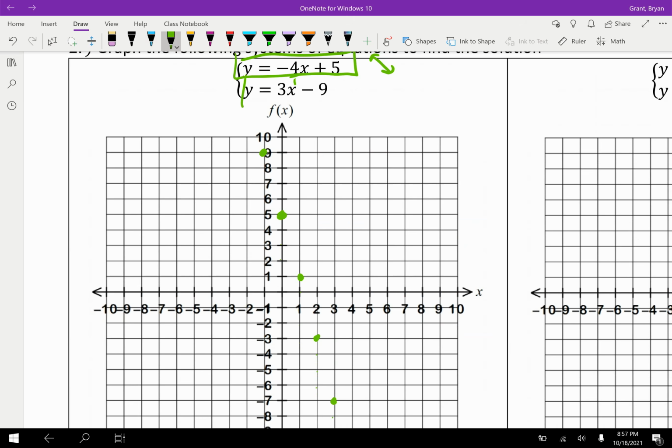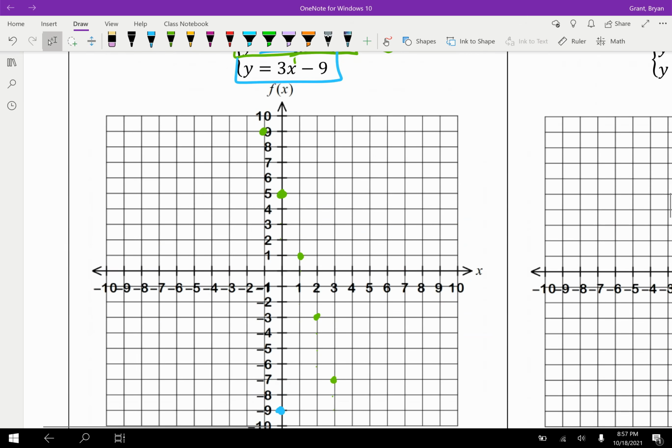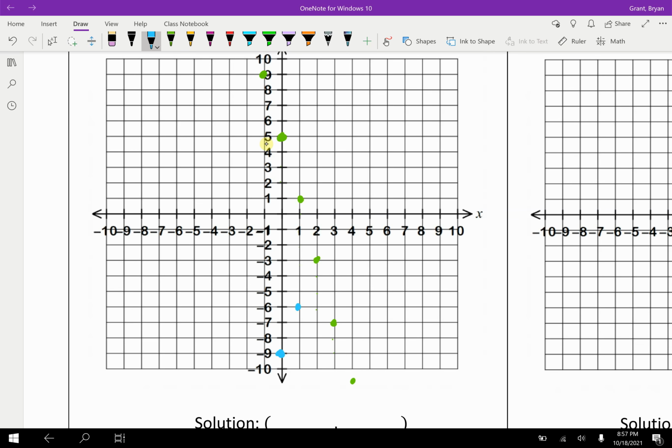I'll connect them later. Here's y equals 3x minus 9, hopefully in blue, negative 9. And then we have positive 3 over 1. So up 1, 2, 3 over 1, up 1, 2, 3. That's where they intersect. We got it.